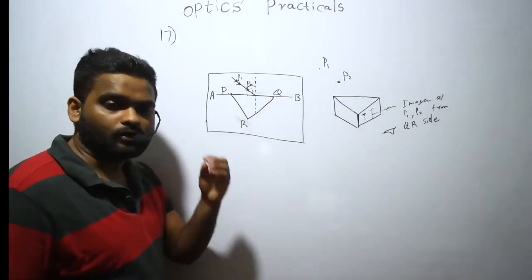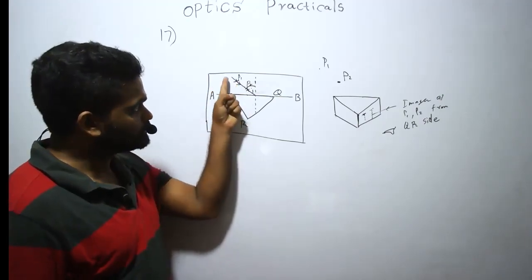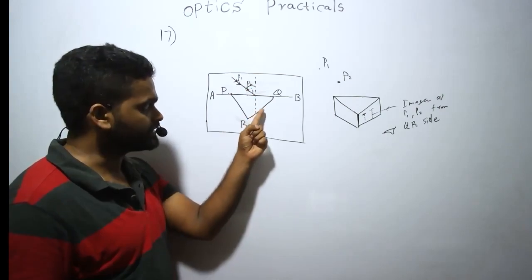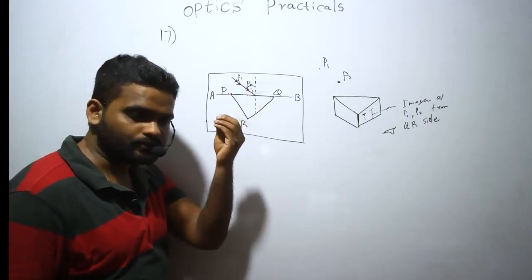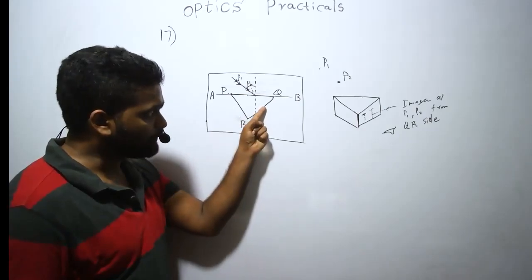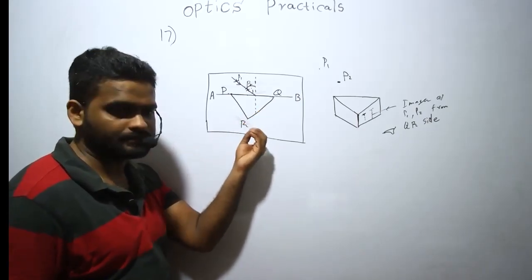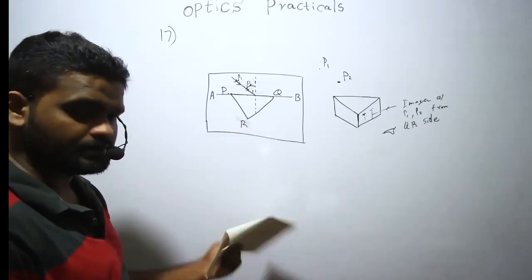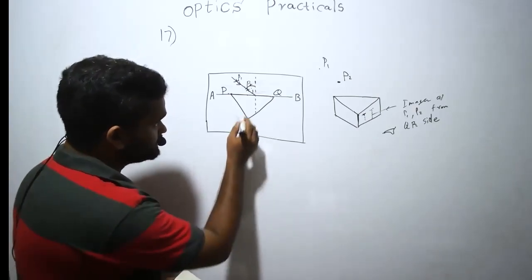So here the goal is, you know that this ray is incident here, then emerges from this side. So what you have to find is the path of this emerging ray. That is the goal here, right? Okay, listen carefully to what actually happens here. So I'll just draw this again.